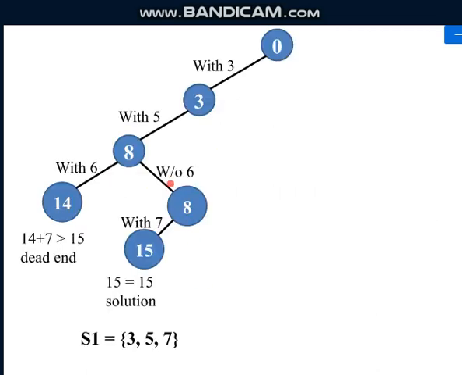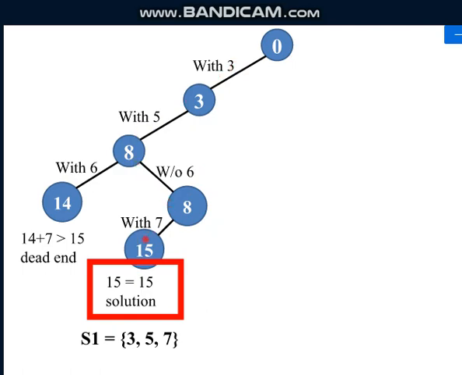Look at this. Without 6, the sum is 8, and with 7, the sum is 8 plus 7, 15. So 15 is the value of D. We wanted to find the subset such that the sum of all the elements in the subset is equal to 15. Now we have found the solution. What are the elements in the solution set? We included 3, we included 5, but we didn't include 6. We included 7. So 3, 5 and 7.